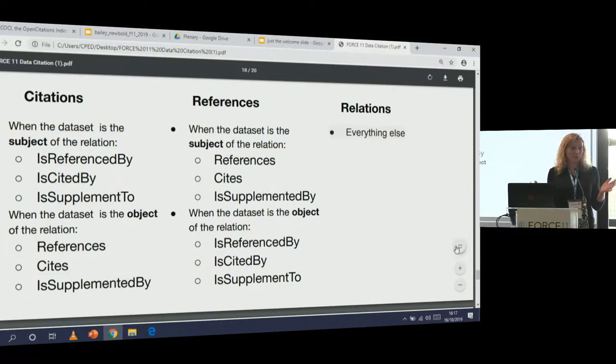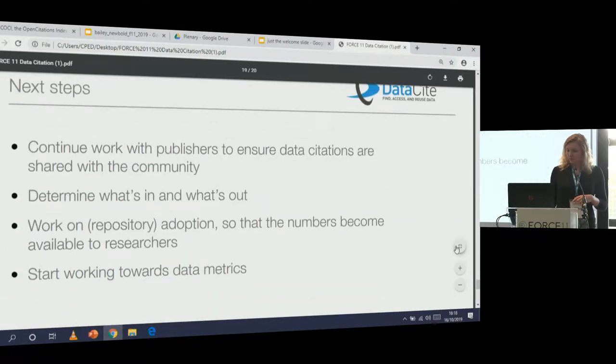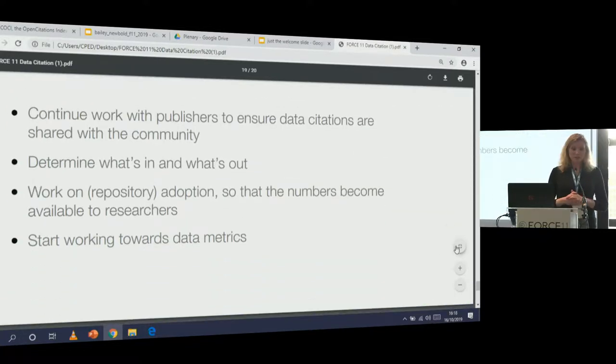But this is really something where we need everyone's input and everyone's help to figure out what this means and what this should look like. And so I think what we see as next step, following on from what Rachel told you, is to continue that work with the publishers to get as much information as possible. For the citations, we need to figure out what's in, what's out, when is something a citation. We want to work with repositories, so they also start displaying information and researchers can start seeing this. And then what you hear from the next couple of speakers is that we really don't think that these numbers are data metrics, and that is a very important next step. So thank you.